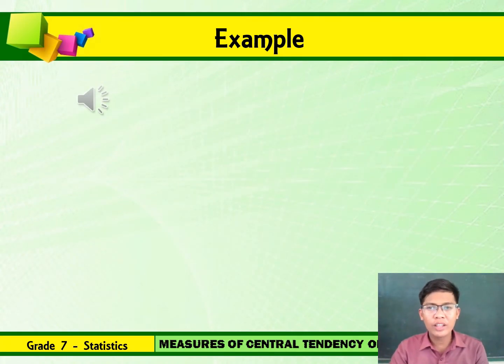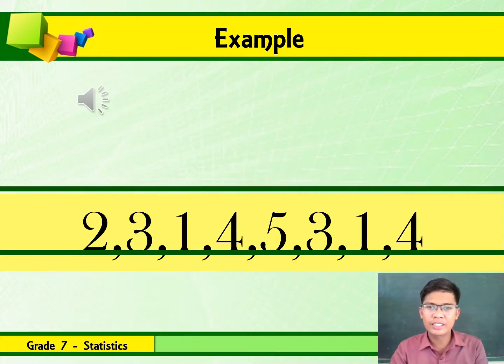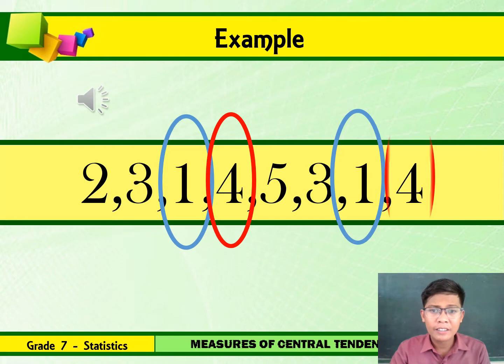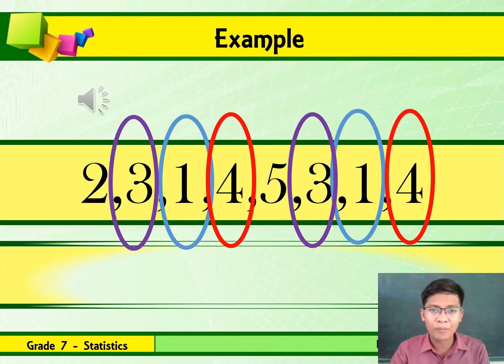Now, class, what if I add 4 in this given set of data? And then we will have this 2, 3, 1, 4, 5, 3, 1, 4. My question is, what will be the modes now? Anyone? The modes will be 1, 3, and 4. Okay, very good. So the modes will be 1, 3, and 4.